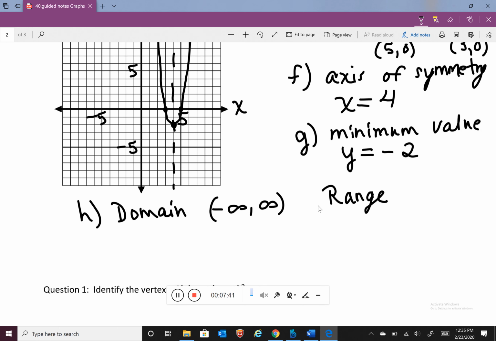But the range is never going to be all real numbers, because we're always going to have either a minimum or a maximum value for our parabola. In this case, we have a minimum value. So the lowest this goes is -2, and then the arrows indicate this goes up forever, so infinity.